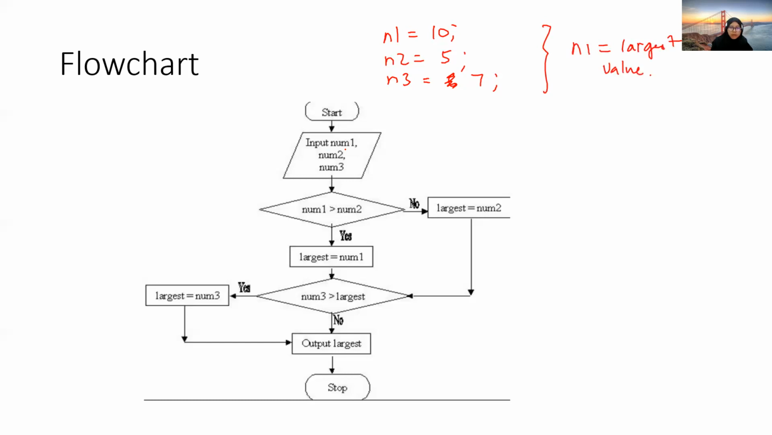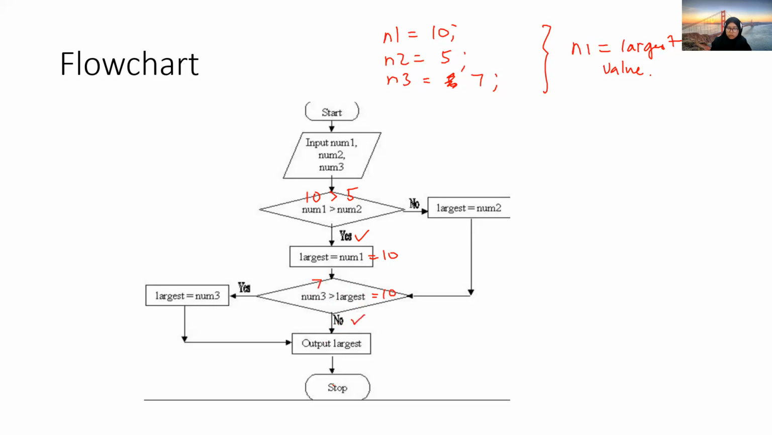All right, now input number 1, number 2, and number 3. So we assign these values. Is number 1, n1, which is 10, bigger than number 2, which is 5? Yes. So it will go to this one, so the largest will equal 10. Okay, and then it will go to the next statement. Is number 3 bigger than the largest, which is assigned to be 10? Number 3 is 7. Is 7 bigger than 10?